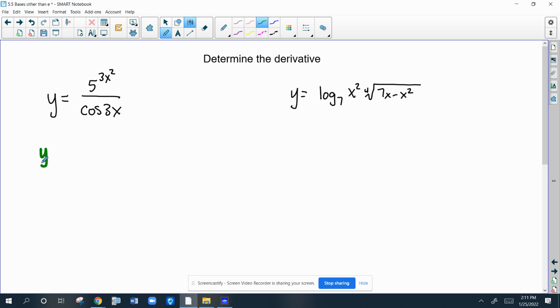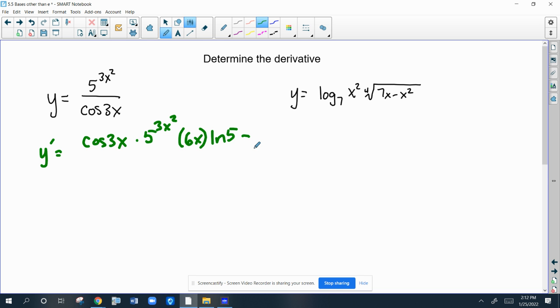So the derivative of this function is the bottom times the derivative of the top. So now I'm taking the derivative of this exponential function. So it's just itself times the derivative of its exponent times the natural log of the base. That is it.